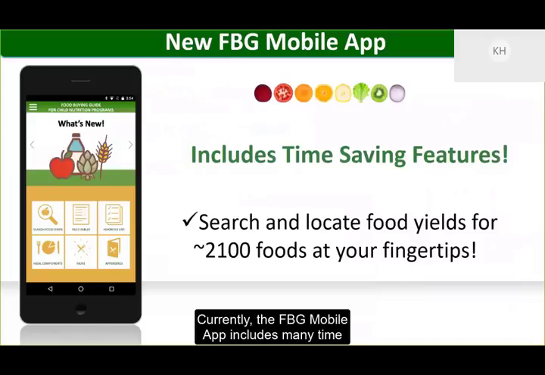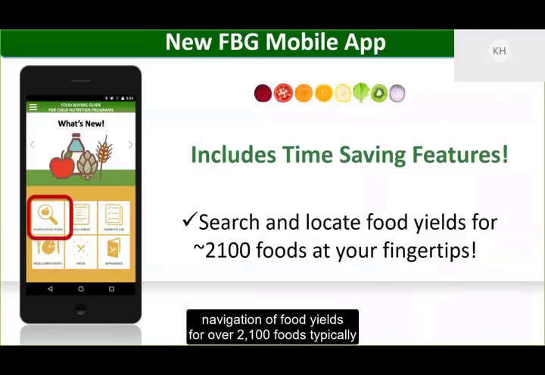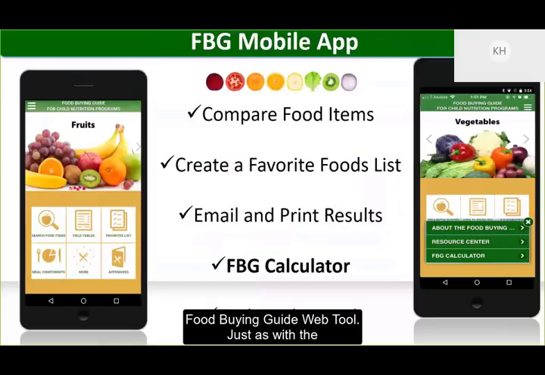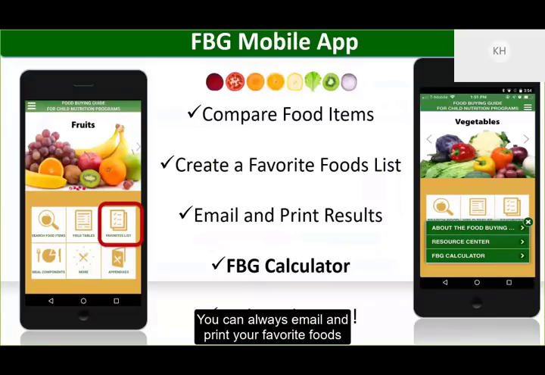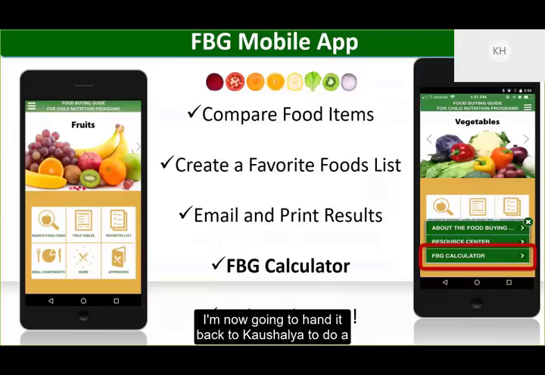Currently, the FBG mobile app includes many time-saving features for users, such as easy search and navigation of food yields for over 2,100 foods typically served in child nutrition programs. This search feature for the app works similar to the interactive Food Buying Guide web tool. Just as with the interactive tool, the mobile app also allows you to compare food items and access your favorite foods list from the home screen. You can always email and print your favorite foods list as well as any other search results and comparison results. In addition, the newest feature of the mobile app is the FBG Calculator. I'm now going to hand it back to Kashaya to do a demo of the FBG Calculator on the mobile app.